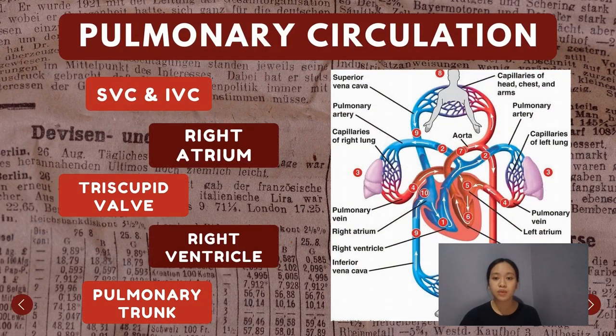So in this slide, I'm going to explain the flow of pulmonary circulation. The superior vena cava drains the deoxygenated blood from the organs lying superior to the diaphragm, while the inferior vena cava drains blood coming from the organs that lie inferior to the diaphragm. From the superior vena cava and inferior vena cava, the blood will now be drained to the right atrium.